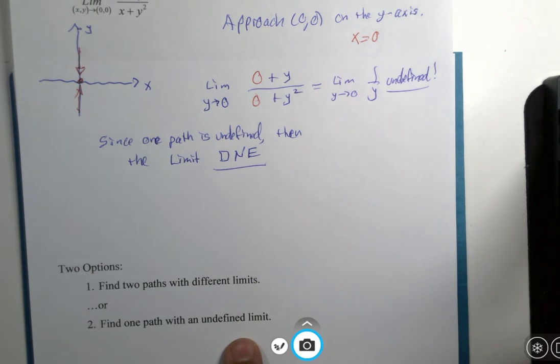Notice how much easier it is to do this. All you have to do is keep going until you find two that are different or one that is undefined. There are infinitely many paths to check though. Proving the limit does exist is much more difficult. So we will try another technique coming up.